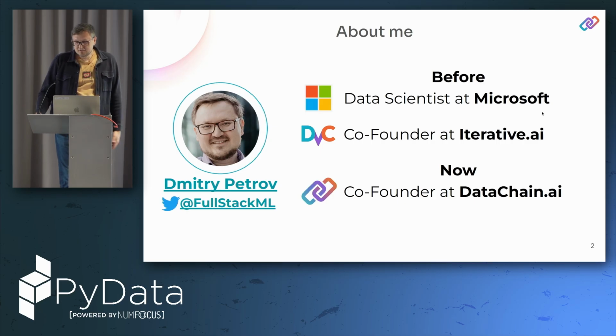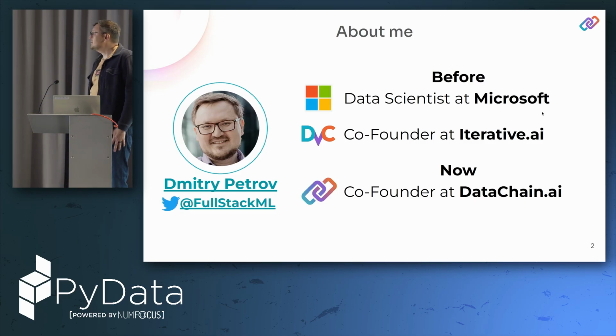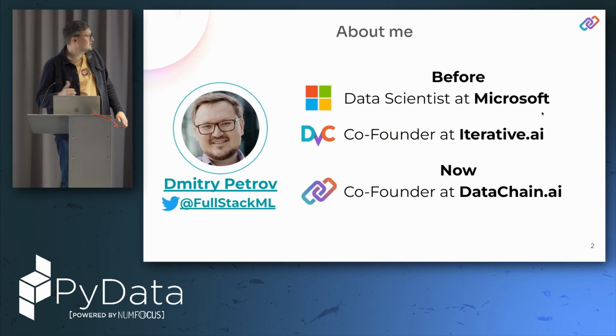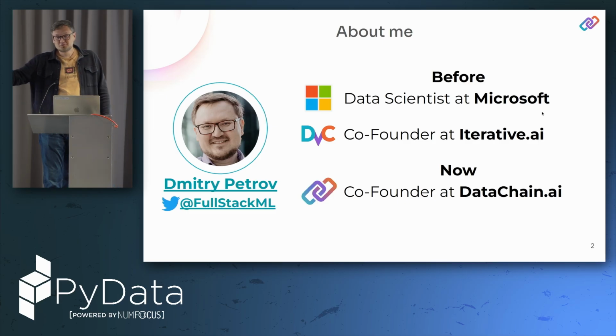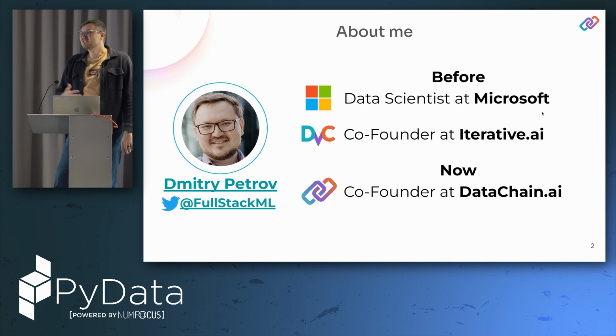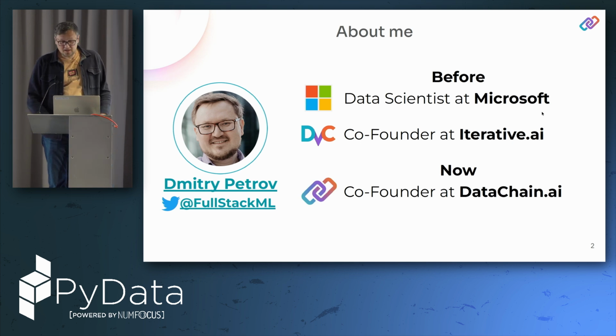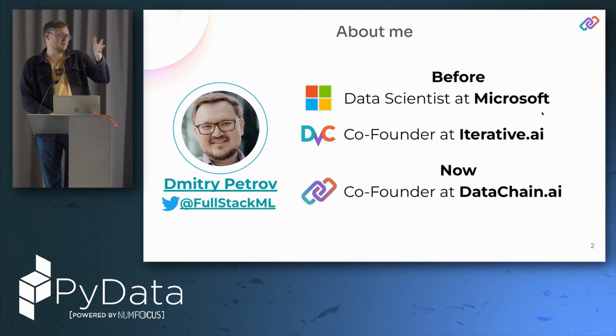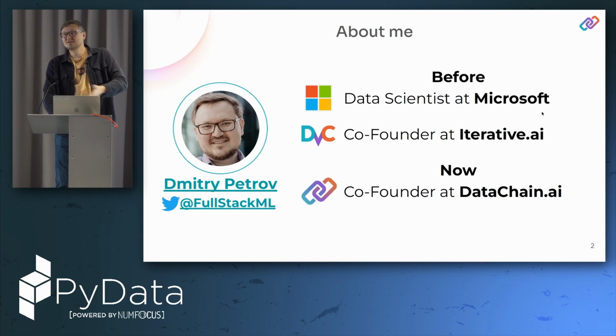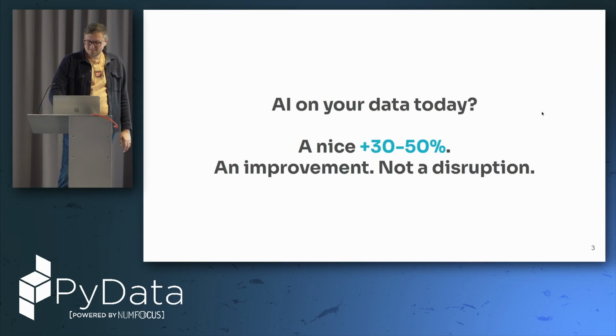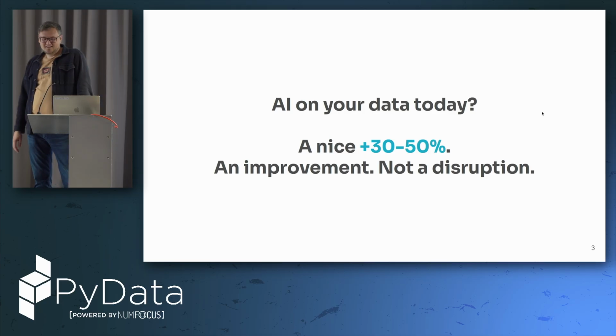So I have worked with structured data for more than 10 years. I was a data scientist at Microsoft Bing for almost 5 years. Then I created the open source tool DVC. If you know this, DVC is a Git for data. And now we are working on DataChain. It's kind of the next iteration of the tools for data, unstructured data specifically. I will talk about DataChain in part of the talk, like how we implemented this context extraction for the agents.